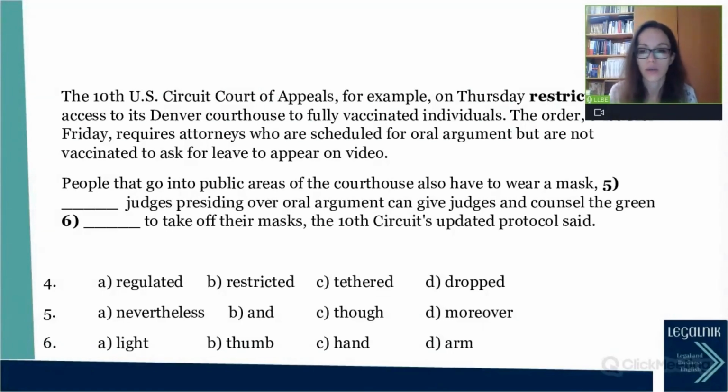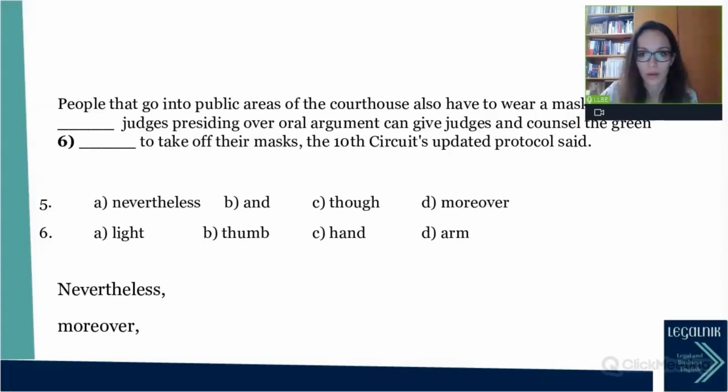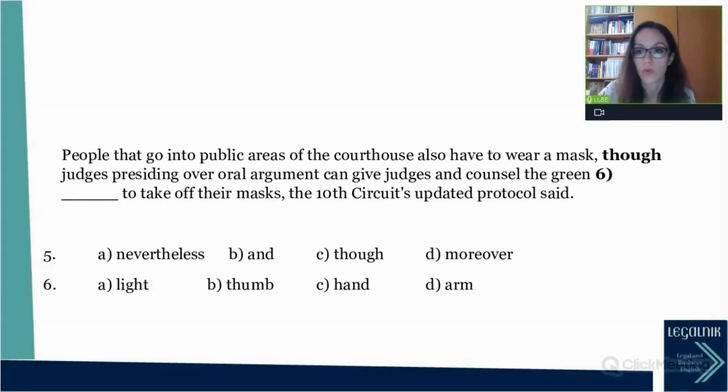take it off. So here we can see that we cannot use and, and we cannot use moreover as well, because they would connect sentences that are about the same thing, or about something that we want to add to this first clause. And here we just want to stress some contrast, because normally the rule is that we cannot take off our masks. So here we can think about nevertheless and though, but there's one more thing, and this is punctuation. Here we have no comma, which in Polish is przecinek, so only though can be used without a comma. If we used nevertheless here, also after this word we would use a comma. So here the correct answer is of course though.